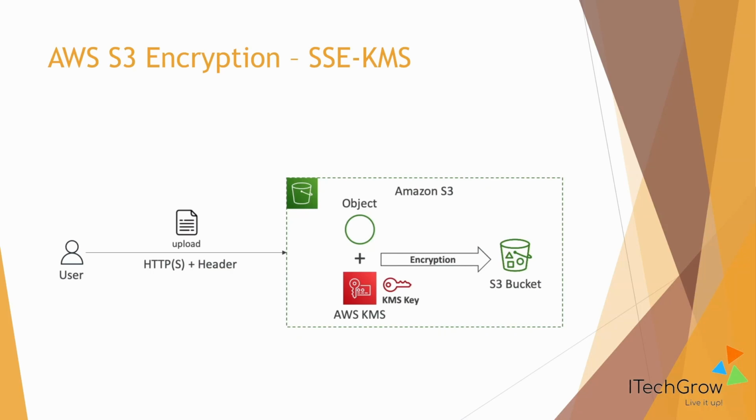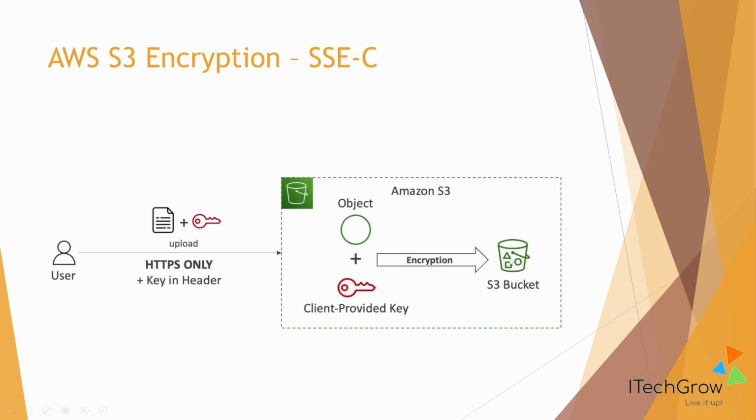And the object is encrypted on the server side, that means in Amazon itself, and we must set the header x-amz-server-side-encryption to aws:kms. See the diagram. When the user is requesting, he can request via HTTP or HTTPS, but they have to put the header. Inside Amazon, AWS KMS will store the key, and it will encrypt the object and store it in the S3 bucket. In reverse, the same happens for decryption.